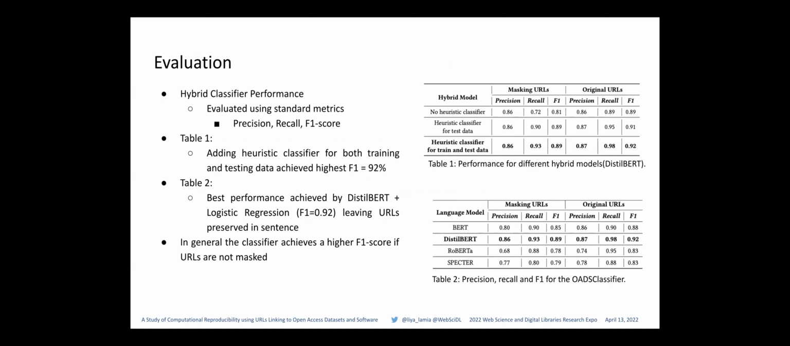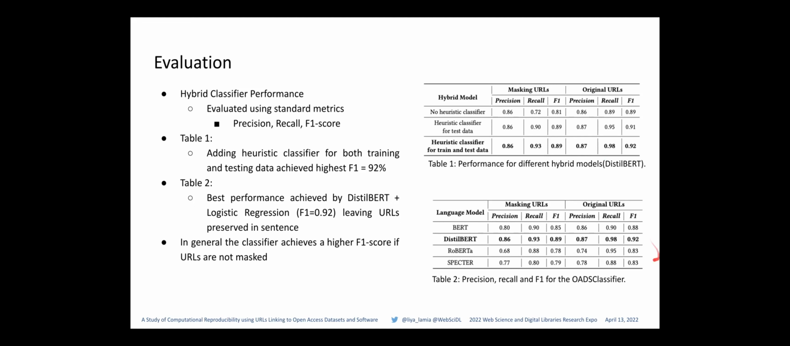So now I'm going to talk about the evaluation section. We evaluated the performance of our model using precision, recall and F1 score. The first table shows the performance for different hybrid models, which I have already talked about. We have shown the results only for the language model DistilBERT because of the space constraint. From the results of table 1, we can see from the highlighted portion that adding the heuristic classifier for both the training and testing data achieved the highest F1 score, which is 92%.